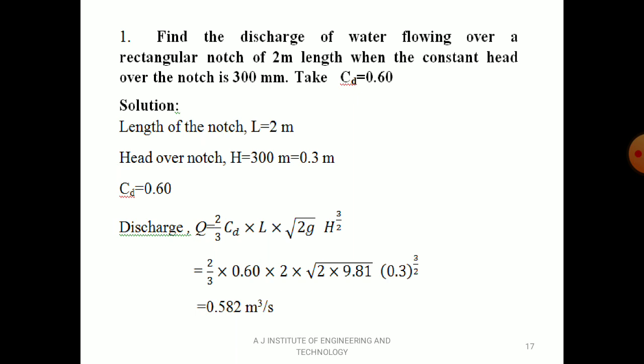So that is equal to 0.582 meter cube per second. This is the discharge. The unit is meter cube per second. That is the SI unit. So simple problem. You have to remember one equation for rectangular notch: 2 by 3 Cd into L into square root of 2g into H to the power 3 by 2. So discharge value is 0.582 meter cube per second.